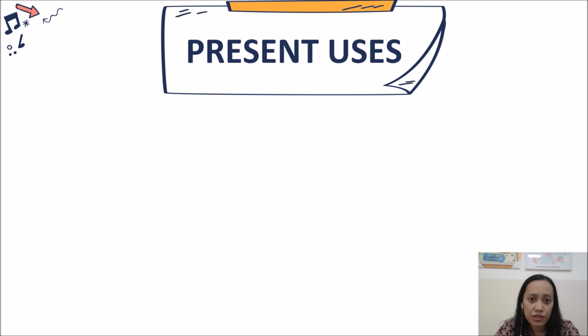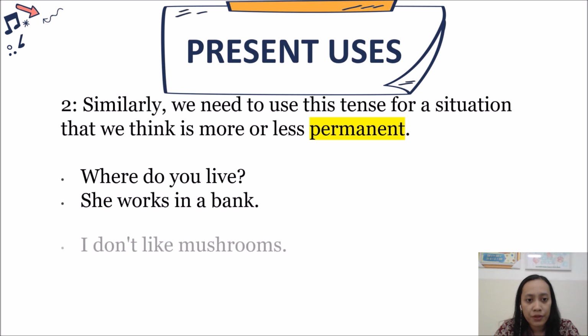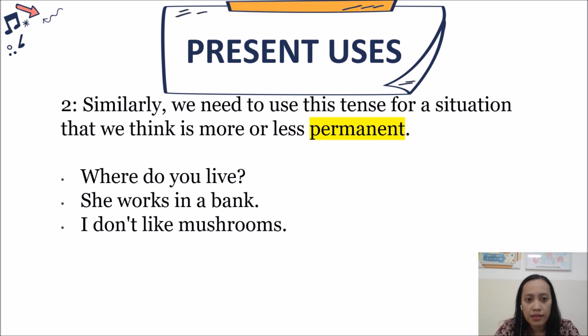The second situation in present uses is that we use this tense for the situation that we think is more or less permanent. For example, where do you live? She works in a bank. Or I don't like mushrooms. These three conditions explain the permanent condition. That's why we also use the present simple here.